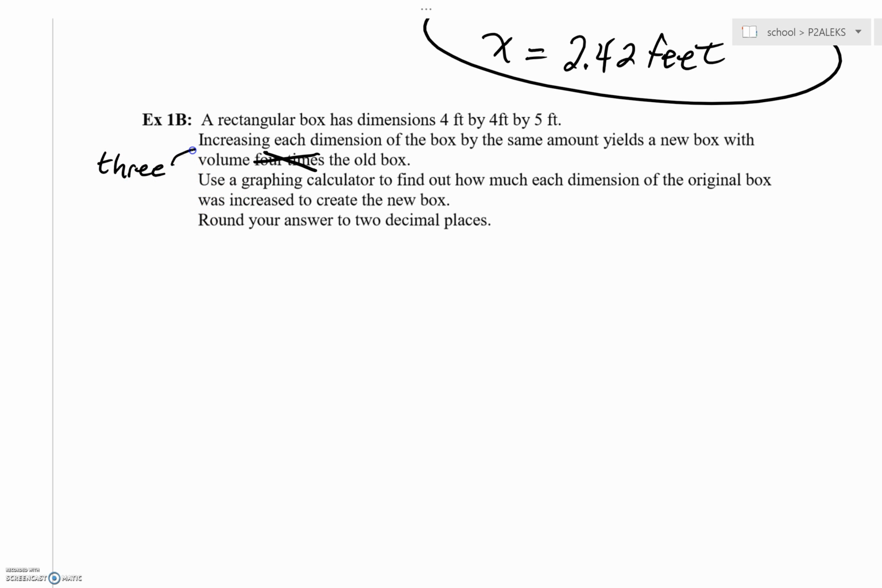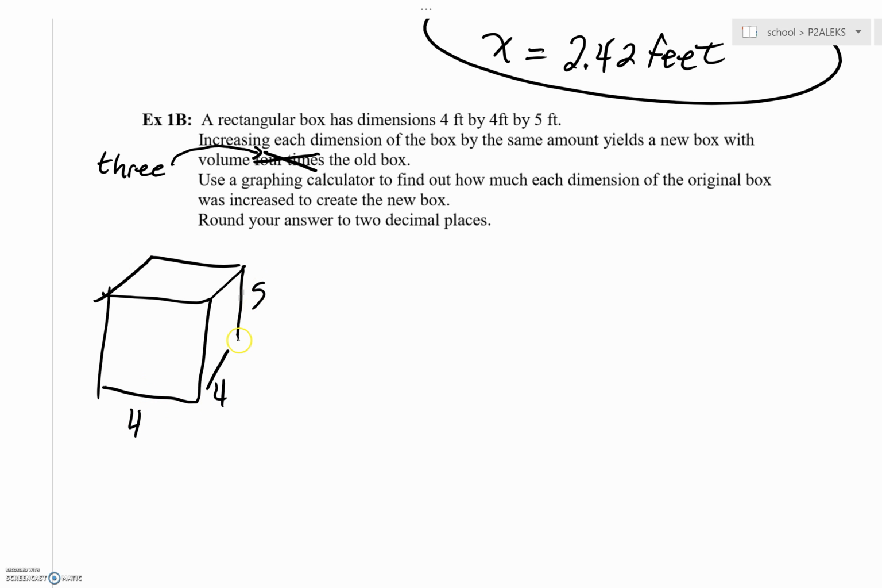Instead of saying that we've got 4 times the box, we're going to change it to 3 times. So let's look at 1b. A rectangular box has dimensions of 4 by 4 by 5. So length, width, and height. Now, by the way, you could figure out what your volume is right now. Your volume is 4 times 4 times 5. 4 times 5 is 20, and 20 times 4 is 80.